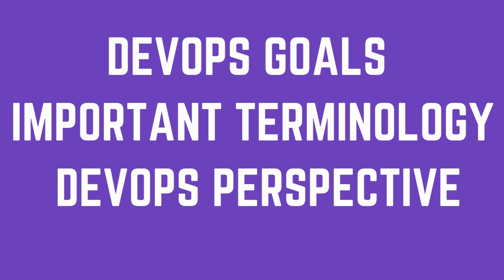Automation. The objective is to automate manual and repetitive tasks throughout the software development lifecycle. Result: better productivity, fewer mistakes, and quicker delivery.